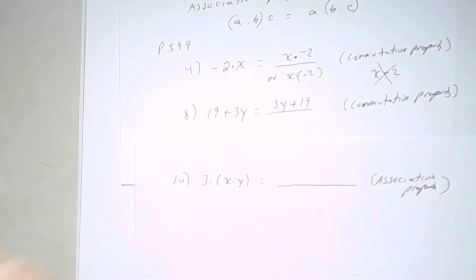Now, what operation do you think you're going to use here? Associative property of multiplication, because you see what? Multiplication. 3 times x times y. All right, now what are you going to put in the blank, though? It doesn't matter what you put in the blank.